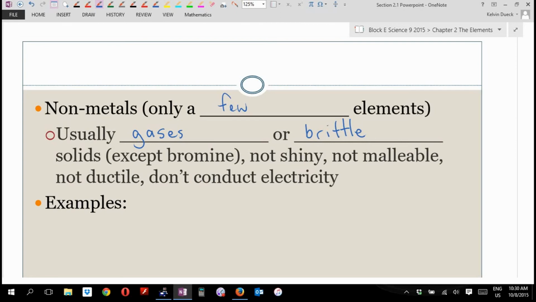Because they're non-metals, we define them the opposite of metals. They're not shiny. They're not malleable. They're not ductile. They don't conduct electricity. So some examples, well, from your periodic table, from that little right-hand section there, read me a few. Carbon might be a metalloid, but nitrogen definitely. Oxygen. Go further down, be esoteric.